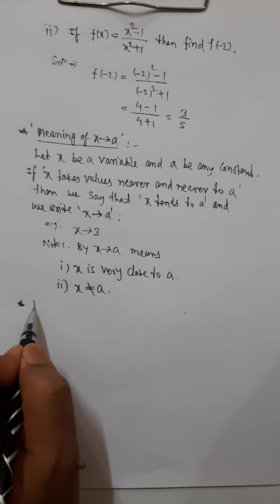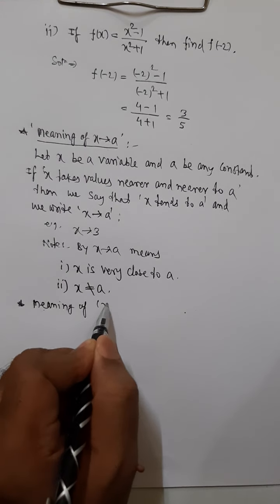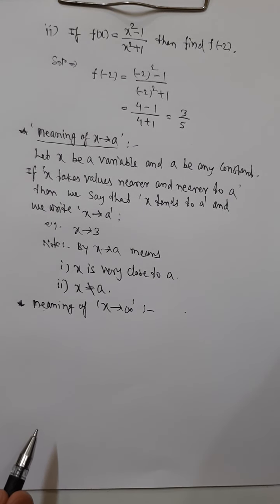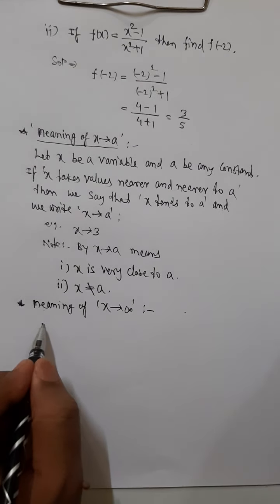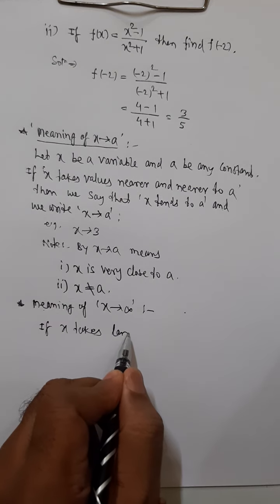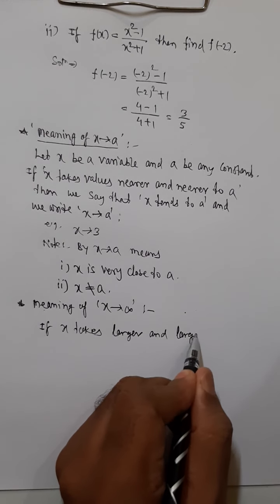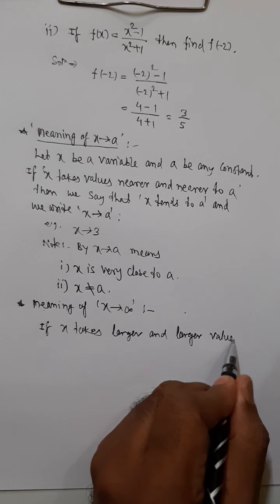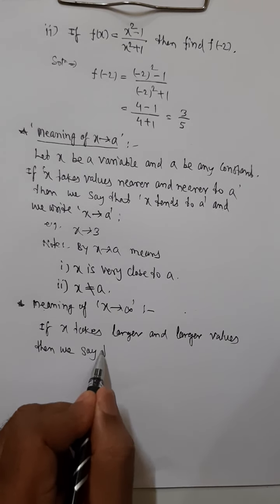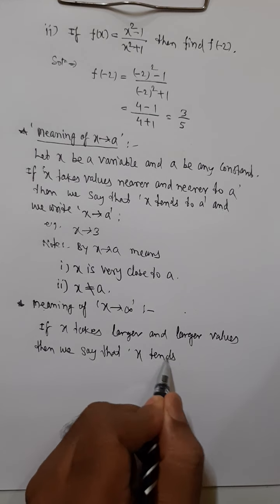Similarly, we will see the meaning of x tends to infinity. We know that infinity means larger and larger quantity. So the meaning of this: if x takes larger and larger values, then we say that x tends to infinity.